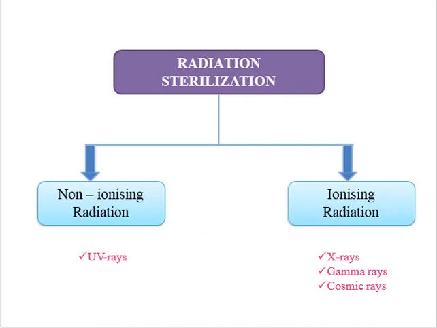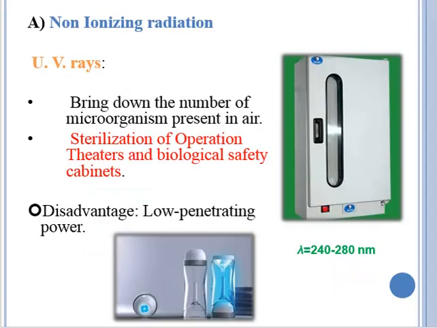In all these slides, most of the data given or written in the slides is for MCQ purposes, like what are the different types of ionizing radiation, or which rays can be used in ionizing radiation, and you have to answer like ionizing and non-ionizing, X-rays, gamma rays, and cosmic rays.